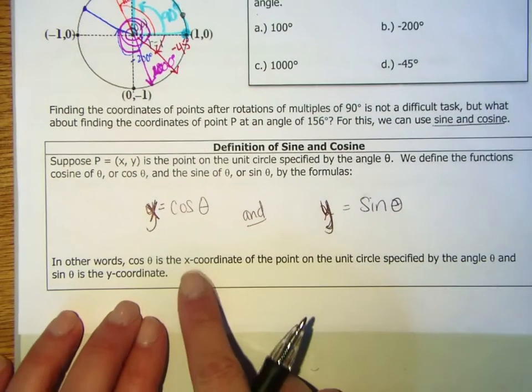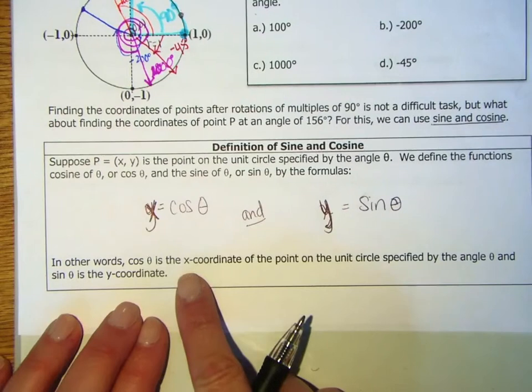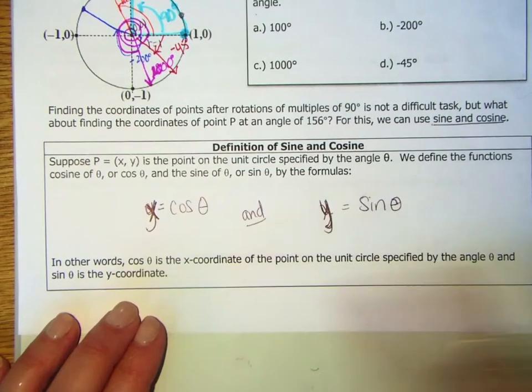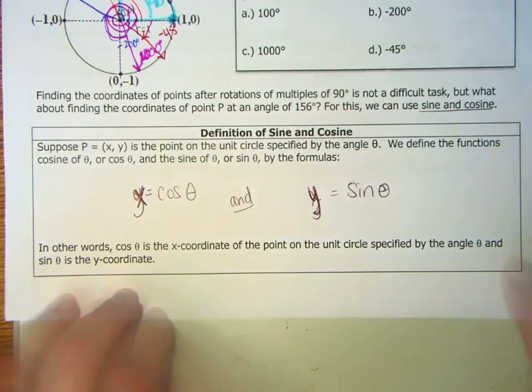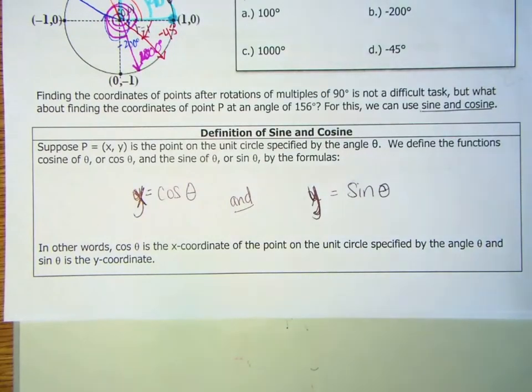And it even says it down here. In other words, cosine of theta is the x-coordinate, and sine of theta is the y-coordinate. It's Friday, right? All right. So what that means is this.